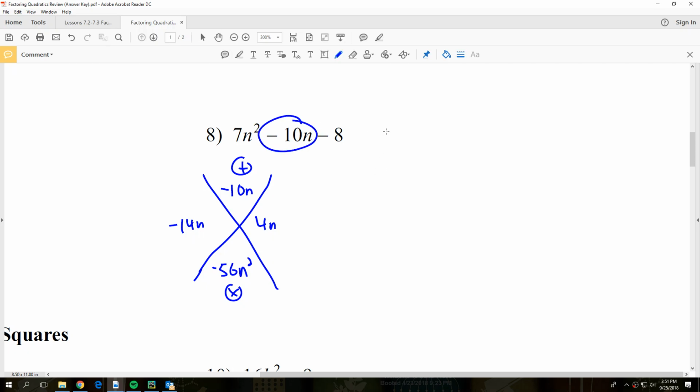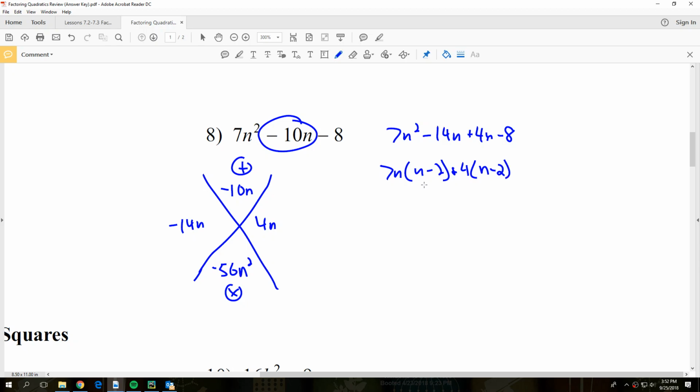So that gives us 7n squared minus 14n. And by the way, it doesn't actually matter if you put the 4n in front and then the negative 14n in back. It still works, and you can try that. But anyway, so I have negative 14n plus 4n, and then minus 8. I'm going to factor by grouping. So I'm going to pull out a 7n, and that leaves me with n minus 2. And I'm going to pull out a positive 4, and that leaves me with n minus 2.